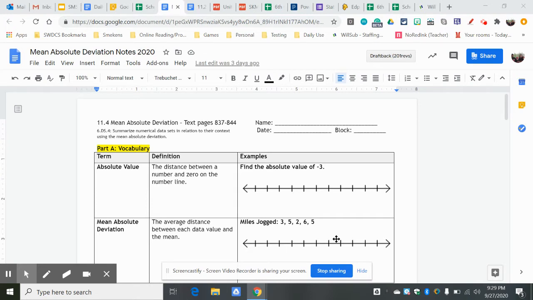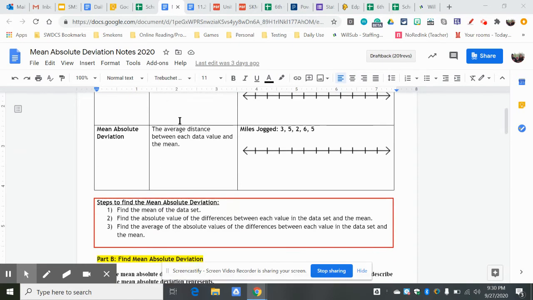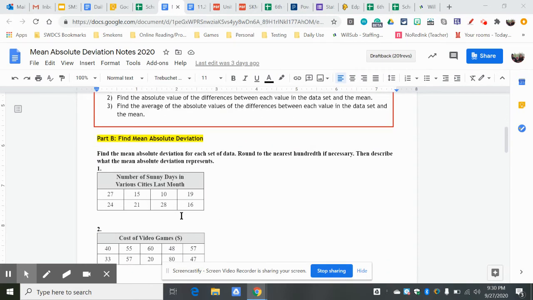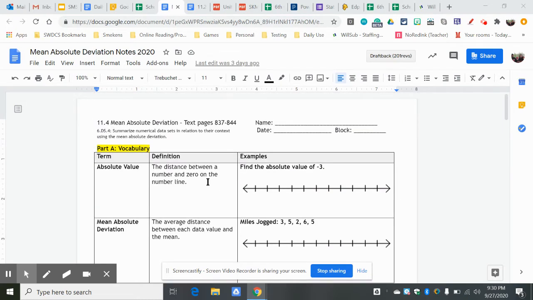A couple of things I want to go over in addition to what we are doing for our main task today, all right? In your folder, you should have this 11.4 mean absolute deviation page. It's what we started and did part of one of them together on Friday. We will complete this tomorrow whenever I get back, okay? But for now, just keep that in your folder and do not lose it.